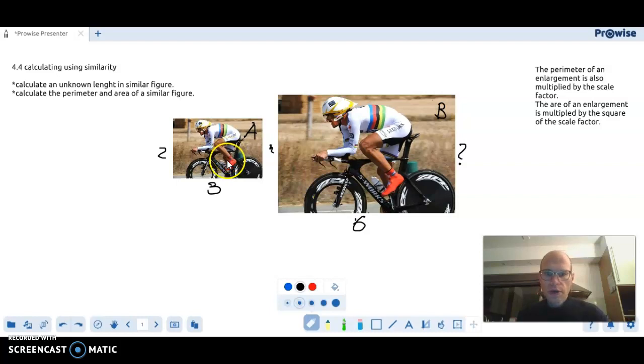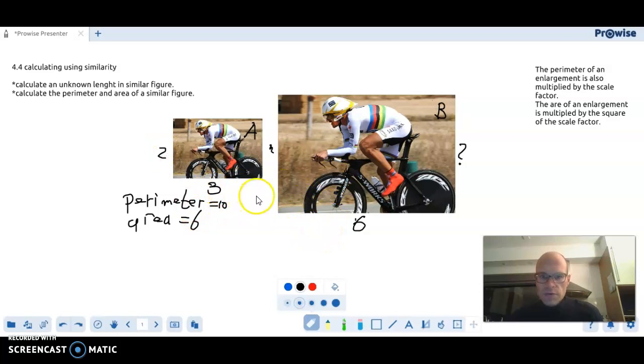So how does it work over here? We have the original, which is Cancellara. And what is the perimeter over here? The perimeter is 2 plus 3 plus 2 plus 3, which is 10. So over here the perimeter is 10. What is the area? It's a rectangle, so side length by height, so 2 multiplied by 3, so the area is 6.